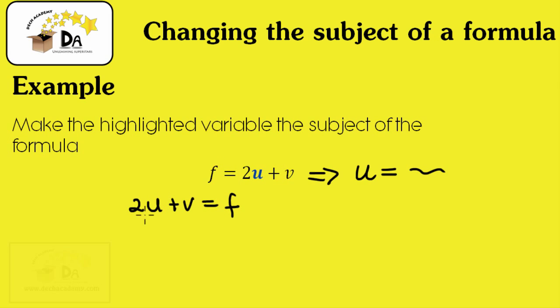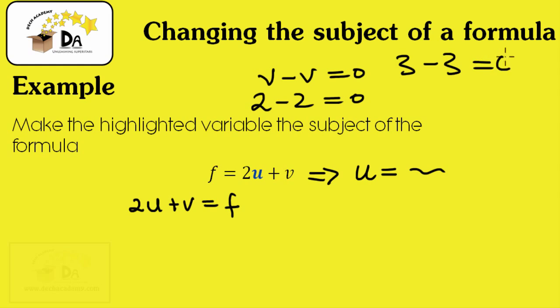So now, in order to just have u on the left hand side, it will be a good idea to get rid of this v. And you can get rid of v by subtracting v from both sides, because v minus v is 0. Any number minus itself is 0. You have a number, you take away that number from itself, you get 0. That's the same concept. V is a variable representing any number, so it also behaves the same way.